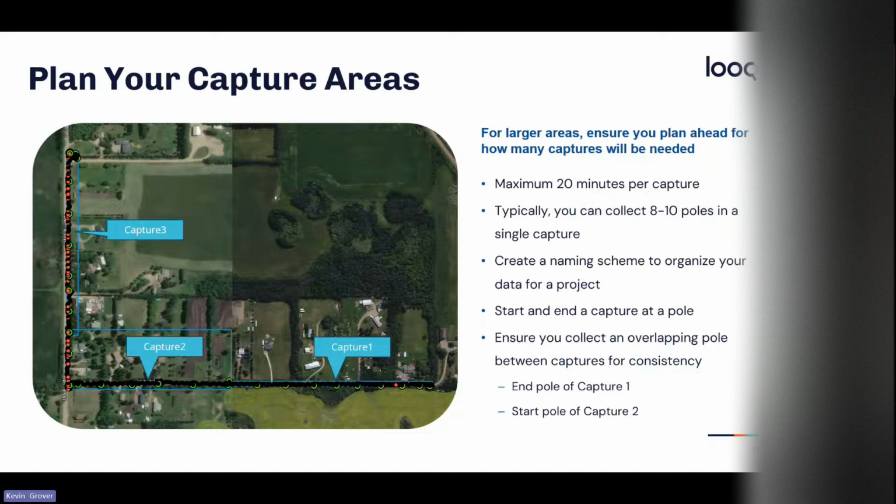So you're kind of strategizing around even how many captures you need, making sure you've got the proper coverage as necessary. So the other important part is to make sure you start and end your capture at a pole. So we do want to have overlap between captures. So this means that your end of your capture 1 will finish at a pole and your start of your capture 2 will be for that same pole. The benefit around this is that it allows us to link these together. We can get measurements at the pole itself, but accurate measurements from pole to pole.